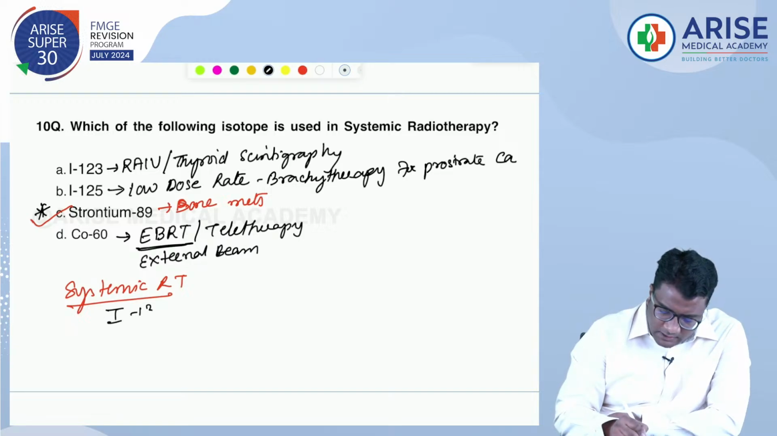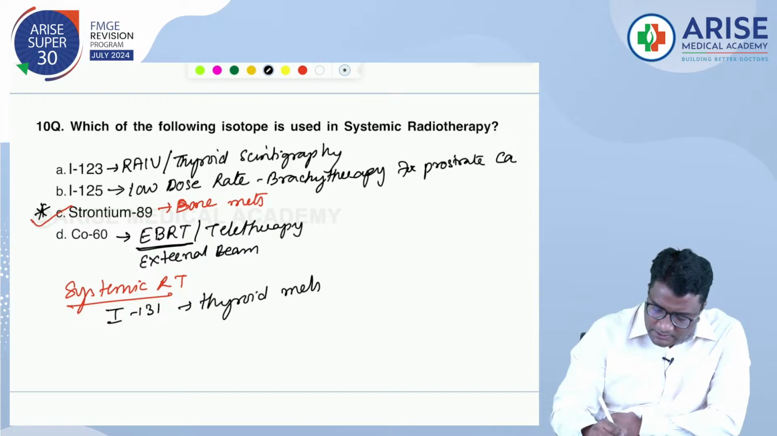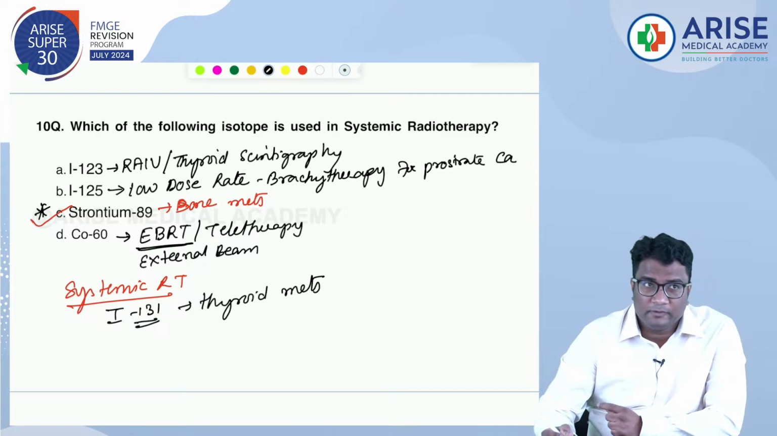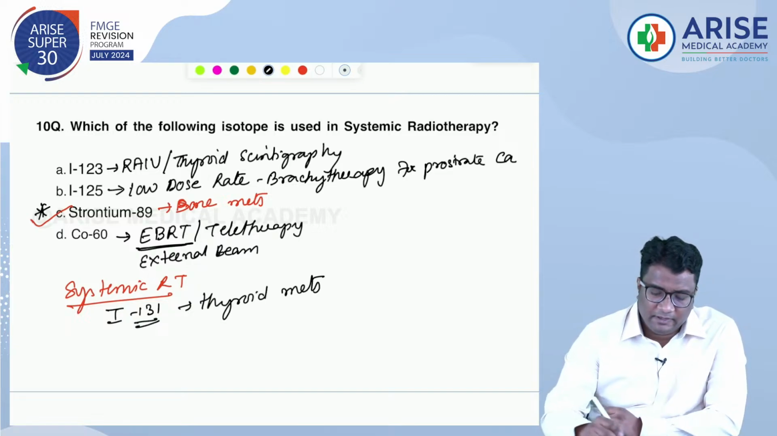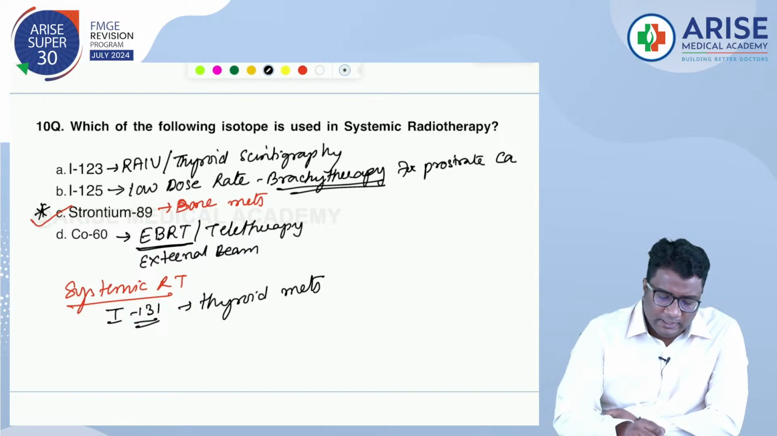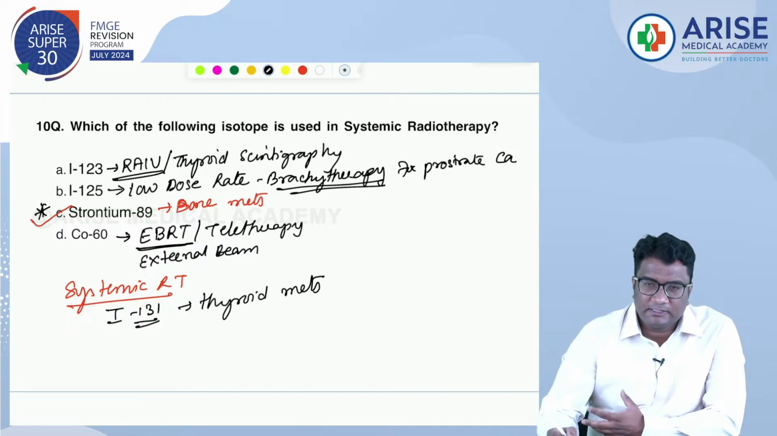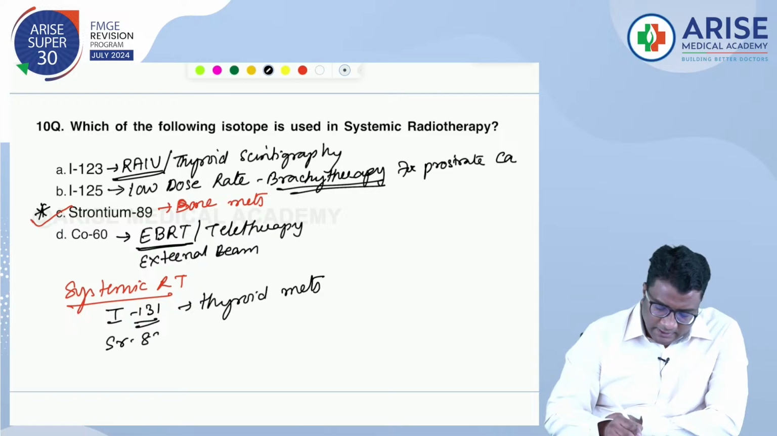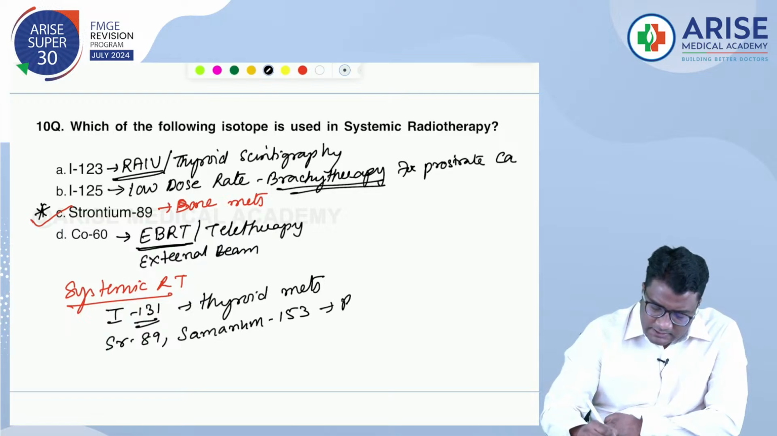Iodine 131 for thyroid cancers, thyroid metastasis. It is 131, not 123 or 125. 125 is for brachytherapy. 123 is for radioactive iodine uptake studies, functional scans of the thyroid. 131 is for systemic radiotherapy. Strontium-89 and samarium 153. These are for bone metastasis.